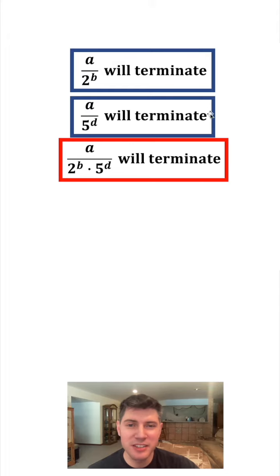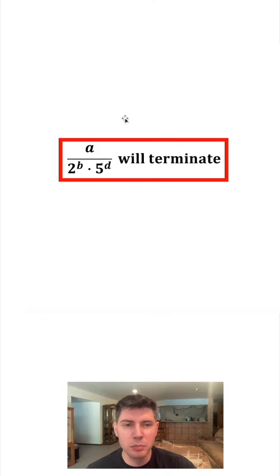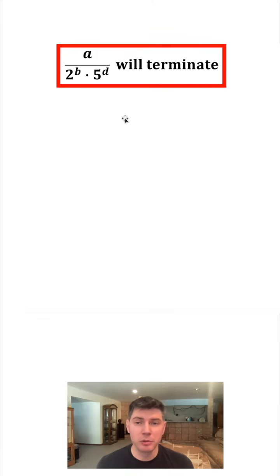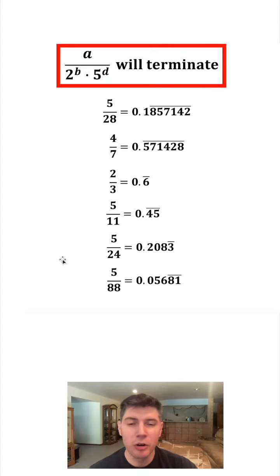This red one takes both of these blue ones into account because this could be 2 to the 0, which would then make it like this bottom blue box. So we can get rid of these two blue boxes, and this red one is our general rule. Every other fraction will end up being a repeating decimal. Like all of these here, these are all repeating decimals.